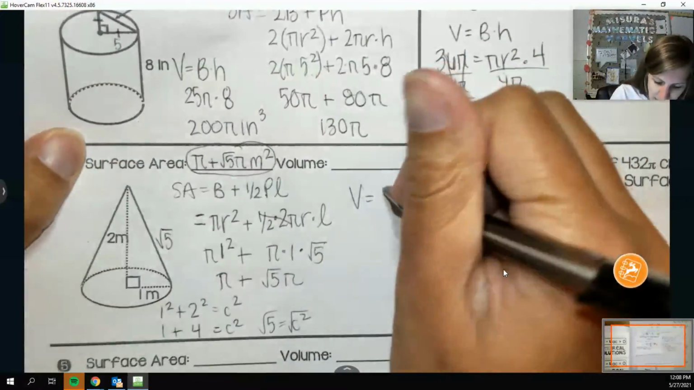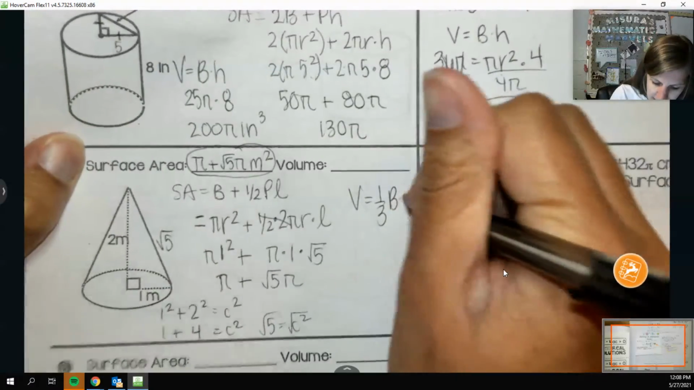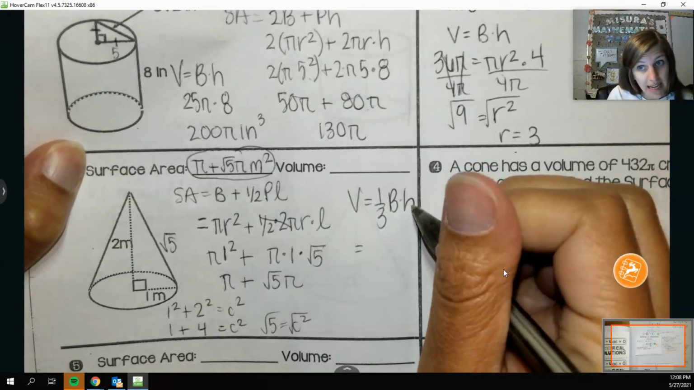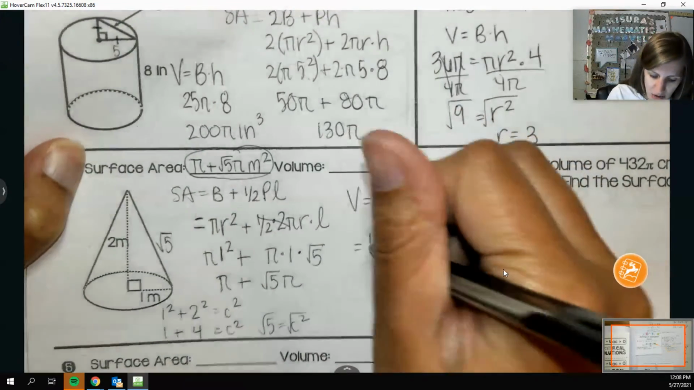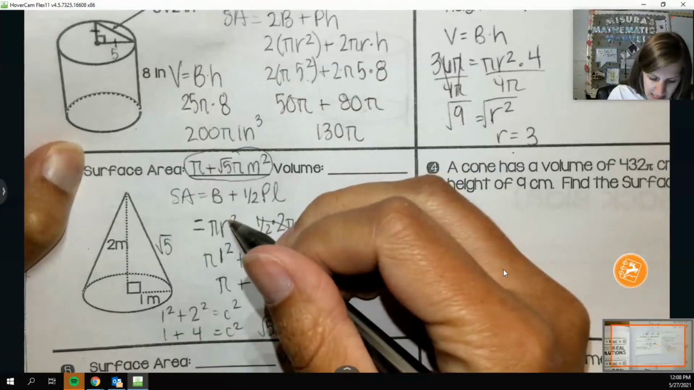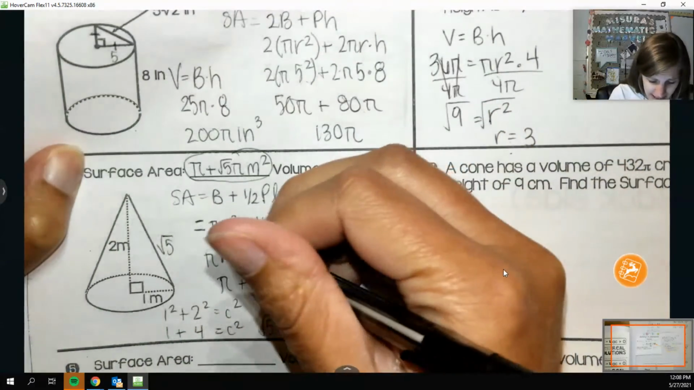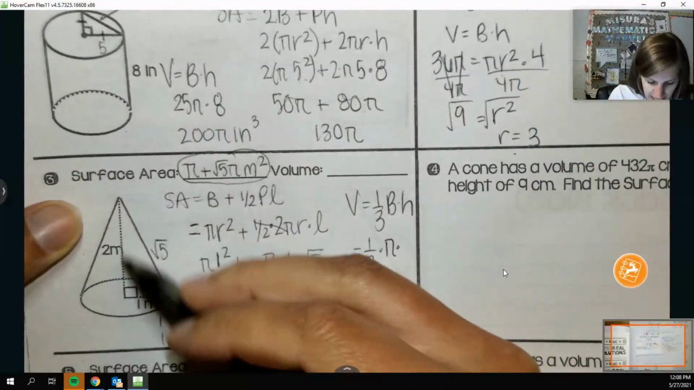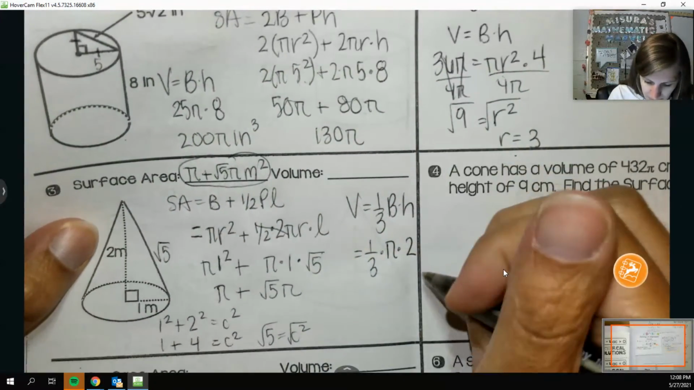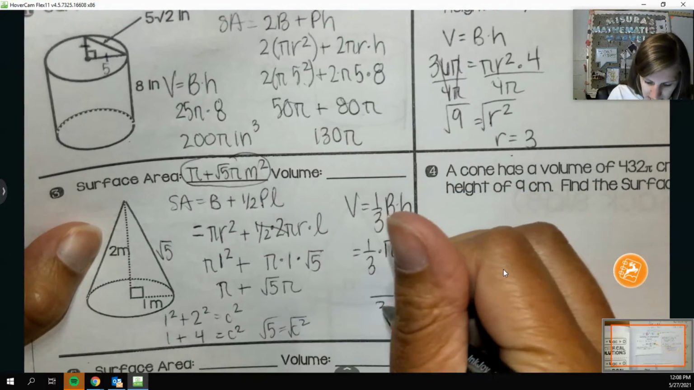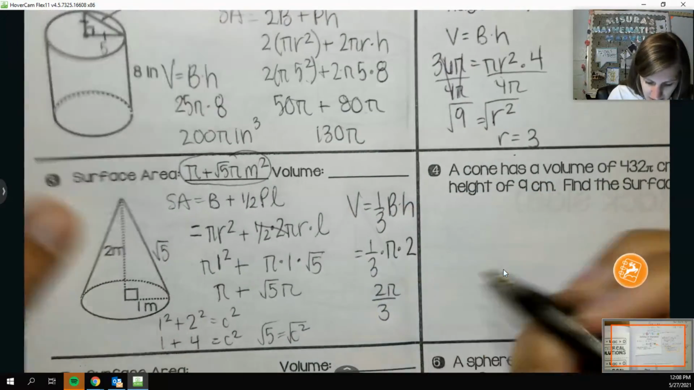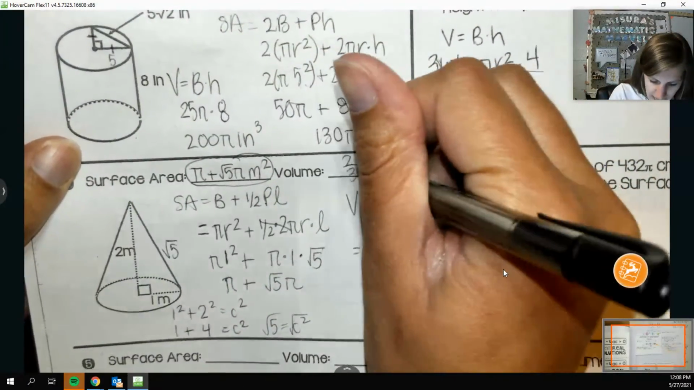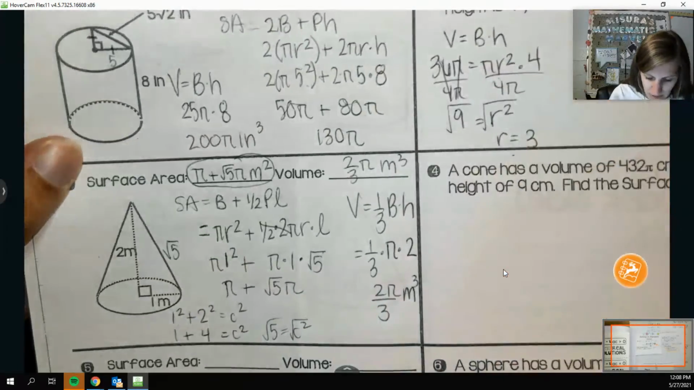When we think about volume, we got 1/3 area of the base times the height, which this is true height now, not slanted height. So 1/3 area of the base I found was actually just pi r squared. That was just pi. Times the true height, which is 2. And so really my denominator is going to stay 3. My numerator is going to be 2 pi. Like, that's it. That's your volume, meters cubed. So 2/3 pi meters cubed for that volume.